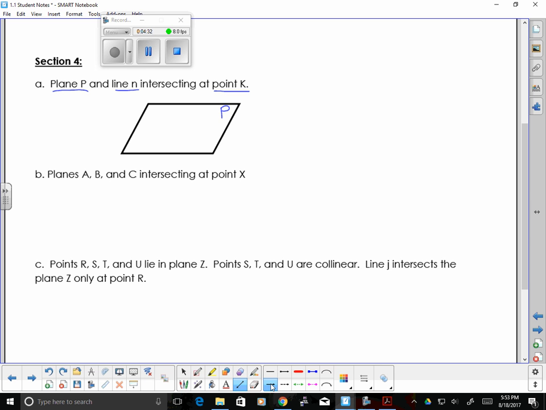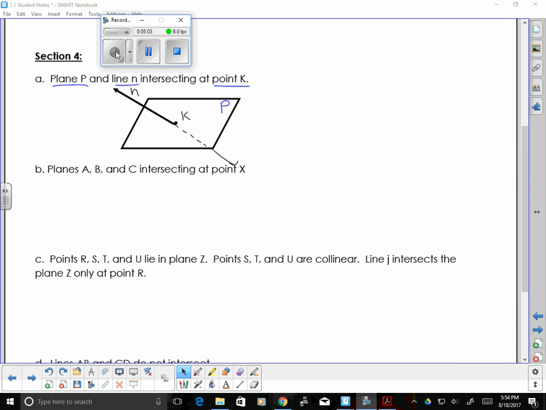If it's going to intersect the plane or meet the plane, it needs to start inside there and go out, and then have the rest of the line extend outside of there. So that's line N. We're going to put an N next to that. And then it intersects it at point K. So that point where it changes, that's going to be capital K right there.